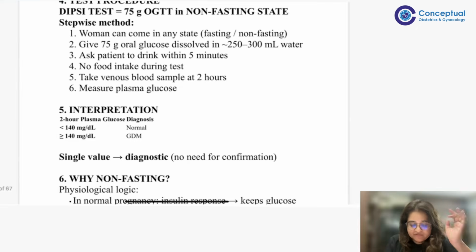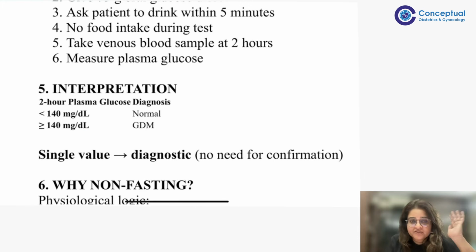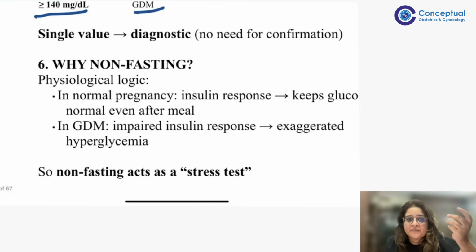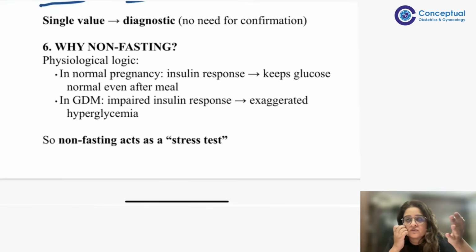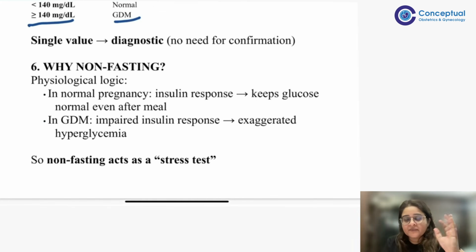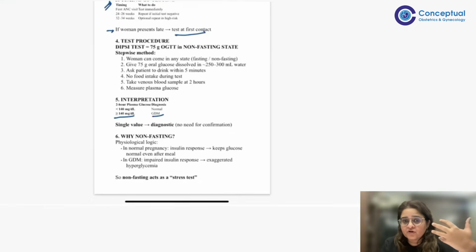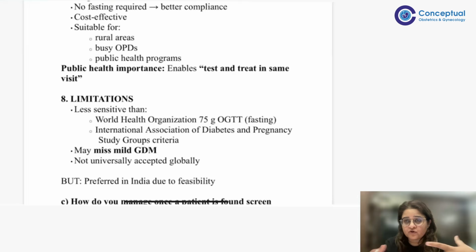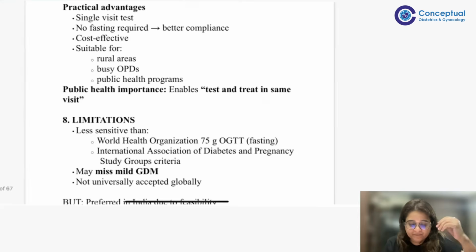If it is more than or equal to 140, she is GDM. So a single value is diagnostic. Why non-fasting? The practical reason is that the patient will not come. The physiological reason is that in GDM, there is an impaired insulin response. So there's exaggerated hyperglycemia. If the patient is not fasting, it acts like a stress test for her. On top of that, you're giving her glucose also.